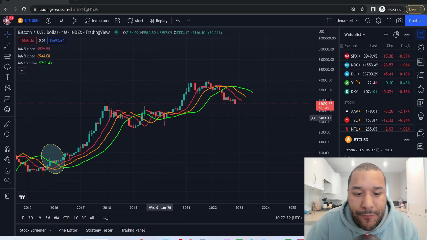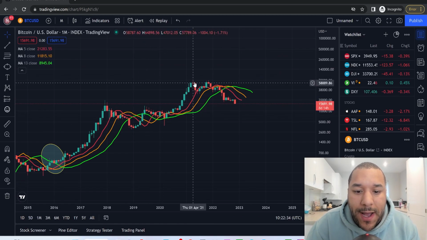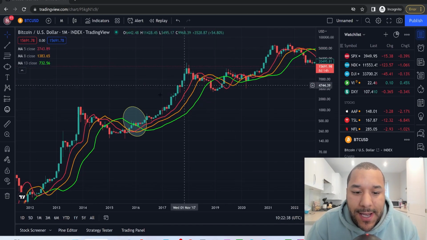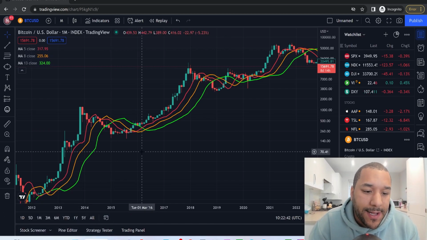We had a little hiccup here through the whole COVID-19 section, but again, when we were above all 3 lines, we had our massive run. So that's the first thing that we can see with this price chart and this indicator.